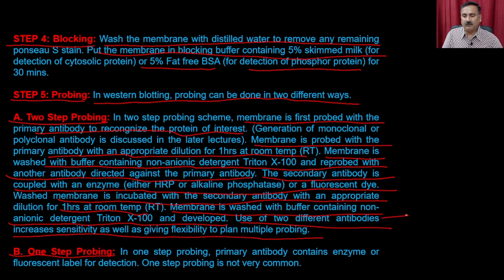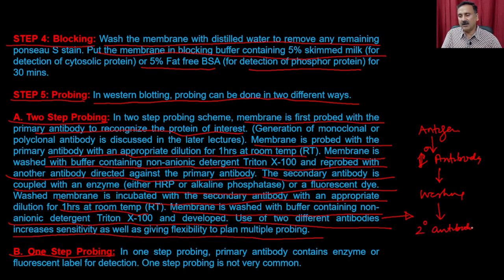If you use two antibodies, first you have the antigen, the protein of your interest, and you first probe that with the primary antibody. Then you do the washing so that non-specific antibodies are removed, and then you put on the secondary antibody. This secondary antibody is coupled to an enzyme, either HRP or alkaline phosphatase, and this HRP is going to give you the signal.